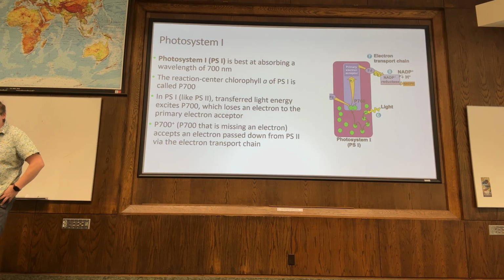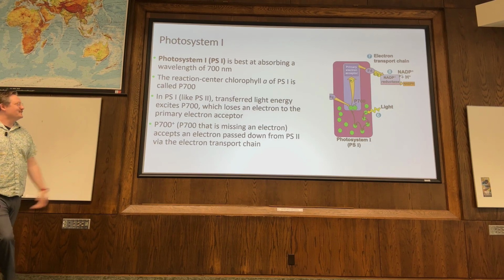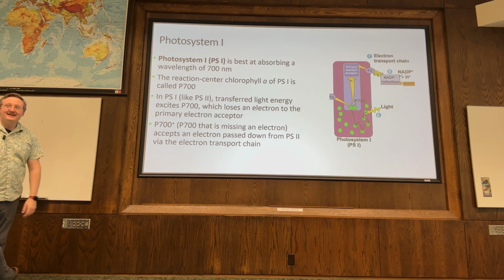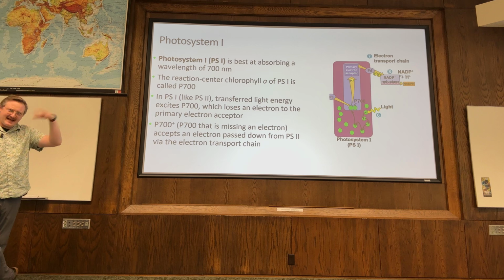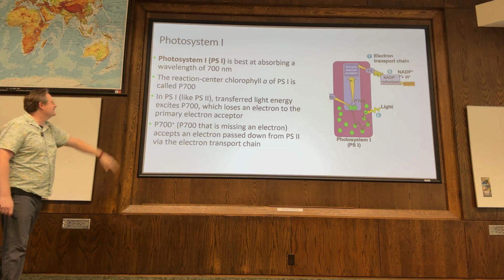All right, great. Photosystem 1, the other photosystem. It's got a special pair of chlorophyll molecules in its reaction center, and it's called P700. It's called P700 because radiation at 700 nanometers is the best at exciting it. It absorbs that wavelength of light the best.